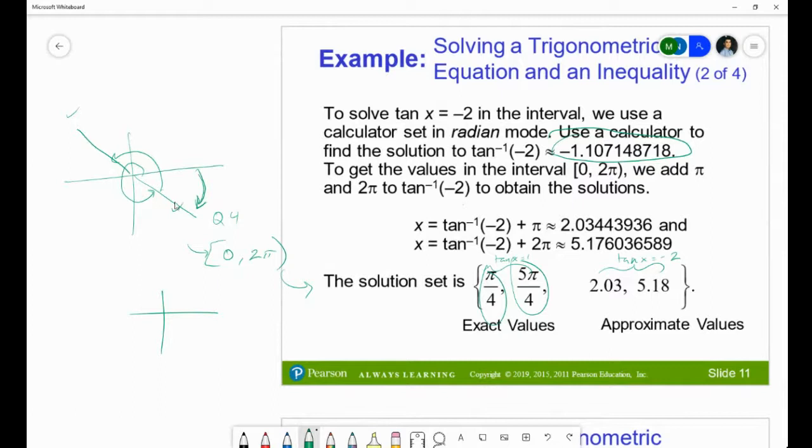we rotate it. So negative 1.107 is exactly the same thing as 5.176. These two are exactly the same angle. They are coterminal. But this one is in quadrant 4 with a negative rotation, which is clockwise. This one is in a positive rotation going counterclockwise. That's why I have a positive angle. This is a negative angle.